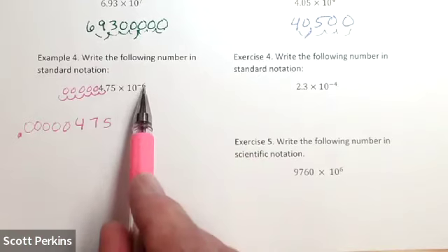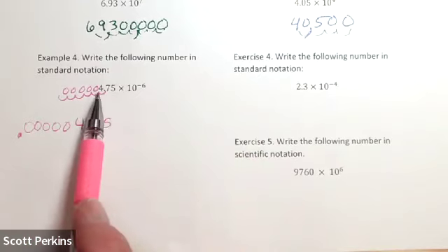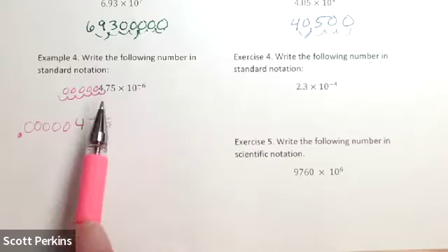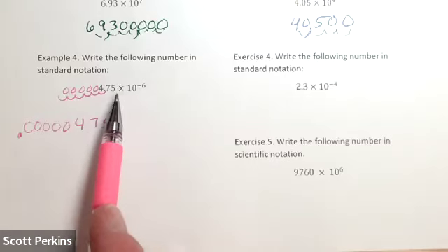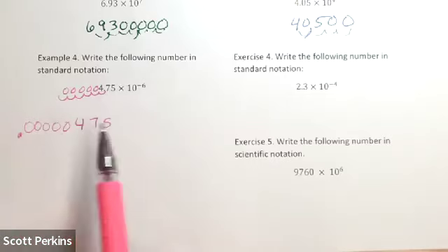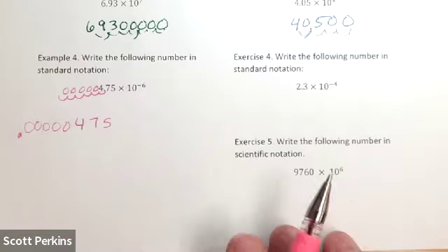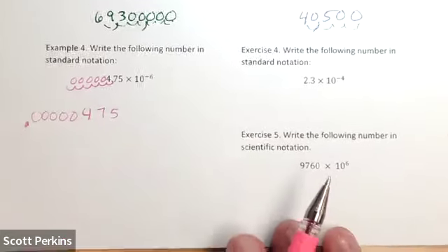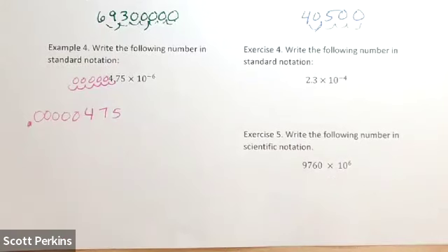That means I raised the negative 6, so I had to move the decimal to the left. If you want to raise the exponent, moving to the left raises the exponent, moving to the right decreases it or makes it go down. All right, exercise 4, do the 2.3 times 10 to the negative 4.